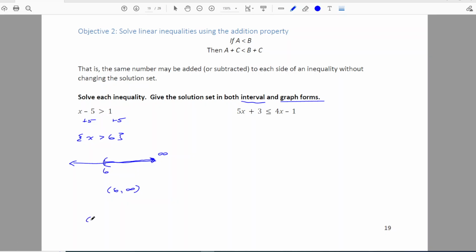I see lots of times on tests people put infinity to 6, but that's not true. Like on a number line, infinity isn't to the left of 6. So you have to put it in the order that it appears on the number line.